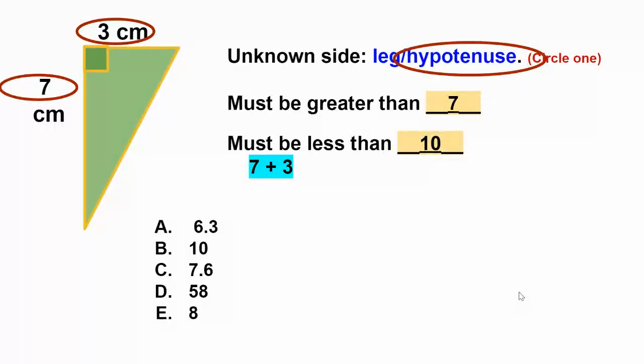Look at that first one, 6.3. Well, it's less than 10, but it's not bigger than 7. I'm crossing that one out, right? The second one, 10, it said it has to be less than 10. So it can't be 10 exactly, right? It has to be shorter. It has to be shorter than those two legs put together. 7.6 looks good. It's bigger than 7, but it's less than 10. So that could work. But 58, look at that. Bye-bye. It's not less than 10.